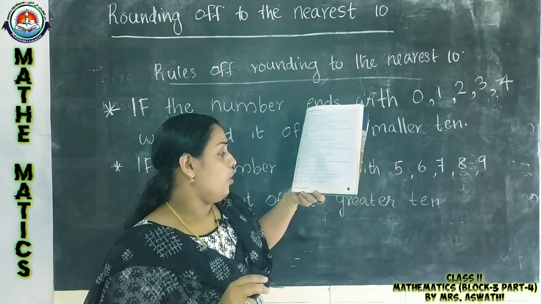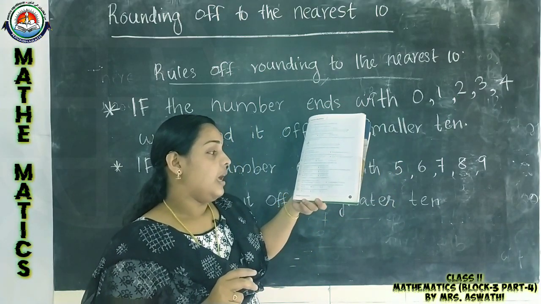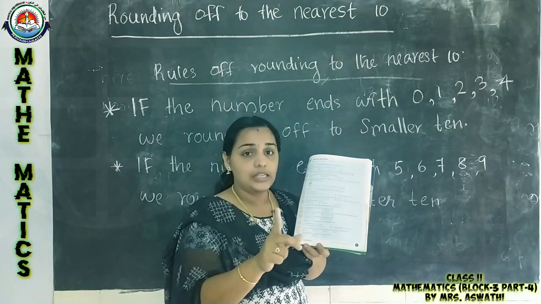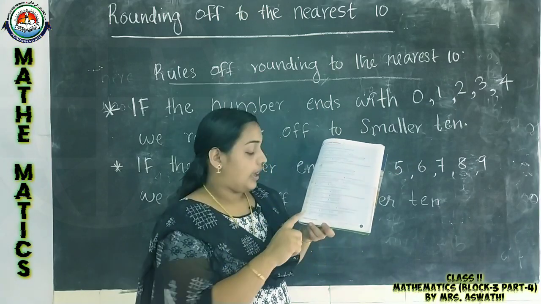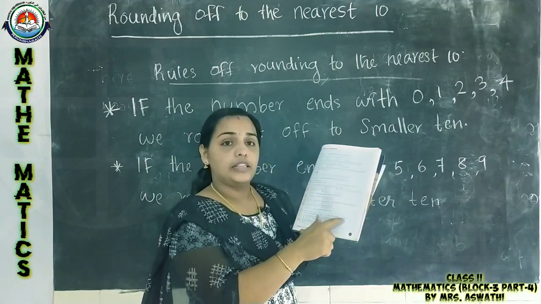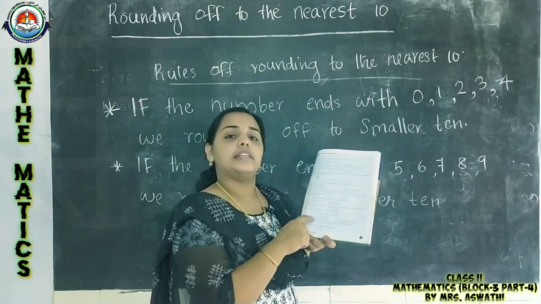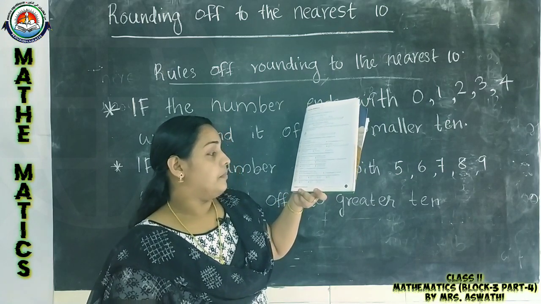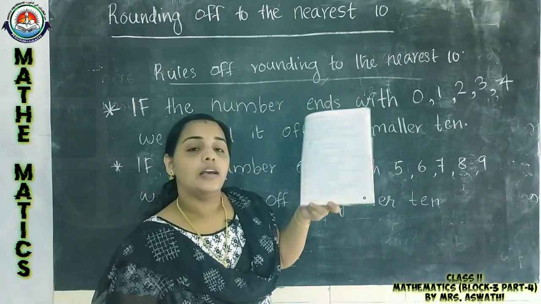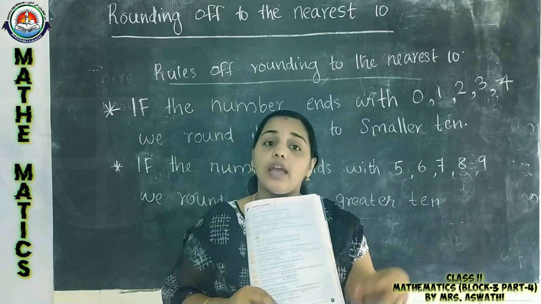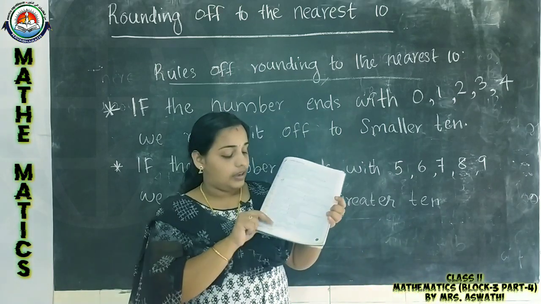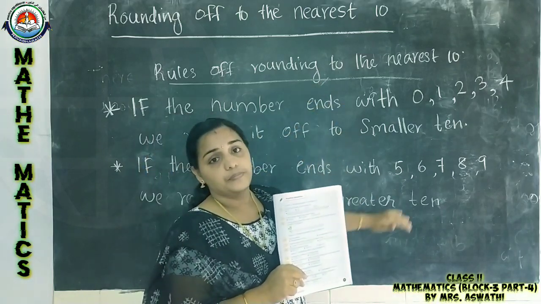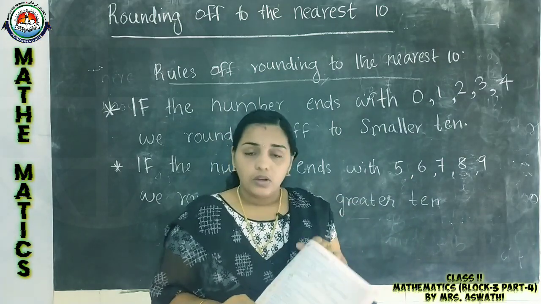Then second question, round off each number to the nearest 10 by using a number line. Here you must draw the number line, find the position of each number and find out the nearest 10. Then third question, round off each number to the nearest 10. Here no number line is needed. You can round off to the nearest 10 using these rules. Okay, so homework is over.